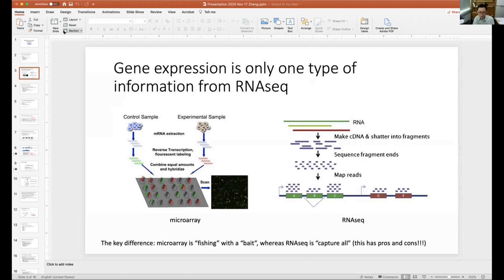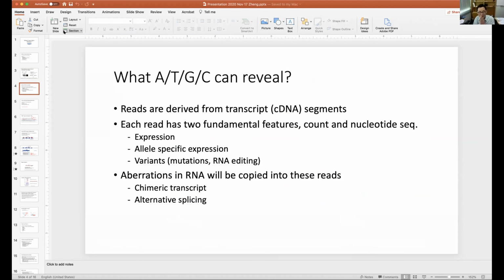And that's the key difference between the two platforms, because what else RNA-seq can offer actually comes from these short reads. Now, what the short reads have is ATCG, of course. And also the reads are derived from the cDNA segments. Given this, there are two things, right? Read counts and the nucleotide sequence. Given the read count and the nucleotide sequence, at least you can get gene expression.